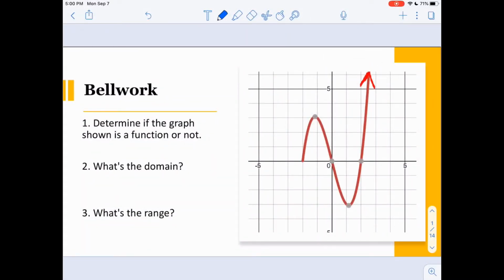For today's bell work, determine if the graph shown is a function or not. Write the domain and write the range. Pause the video for 5 minutes to complete the bell work.